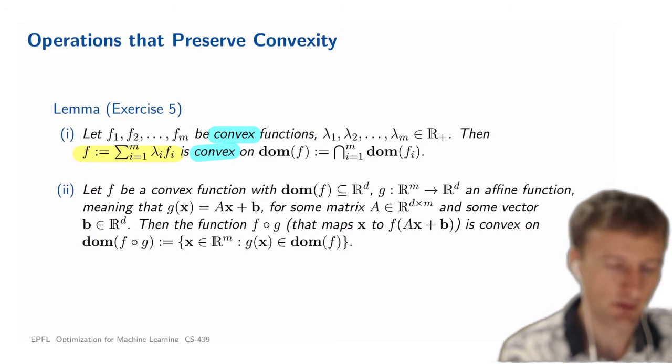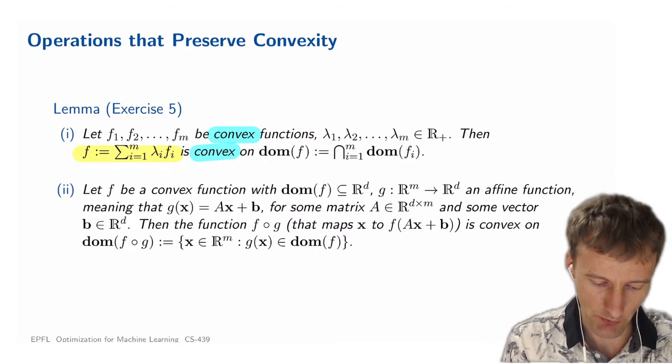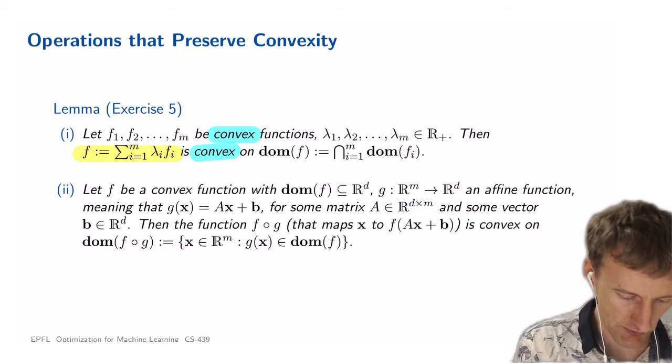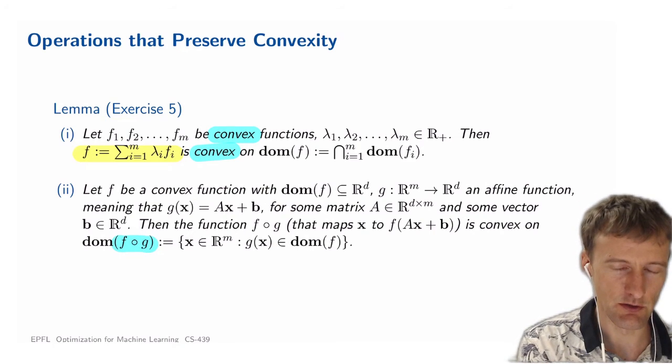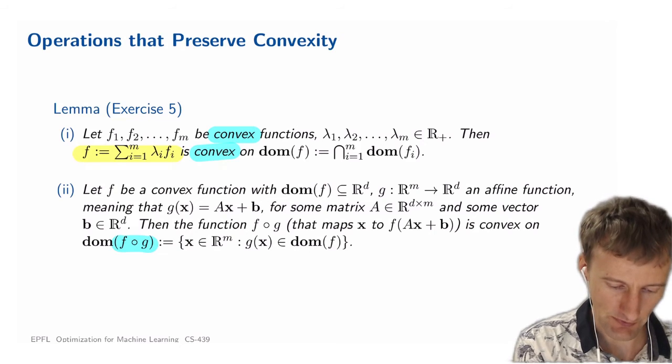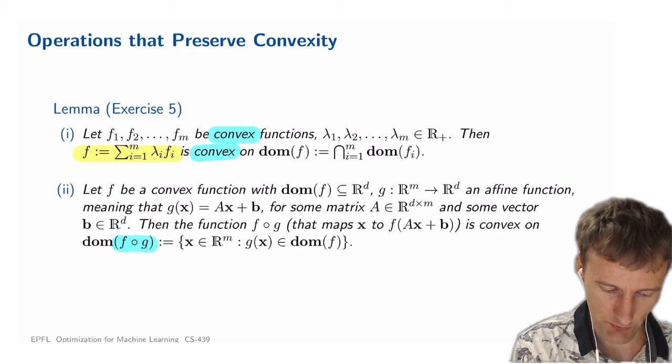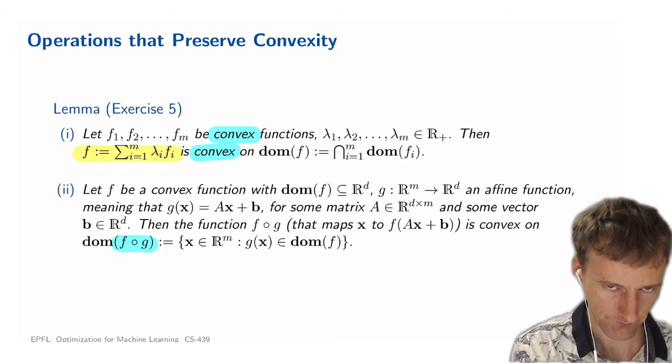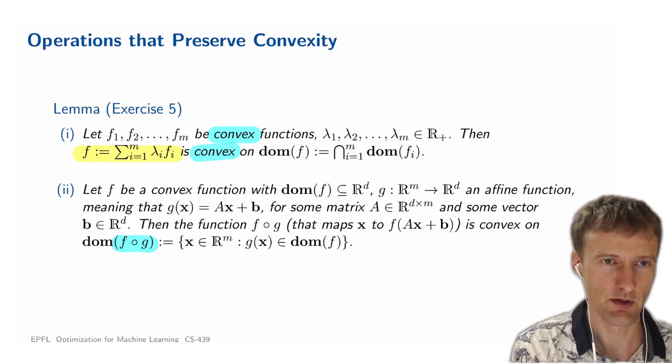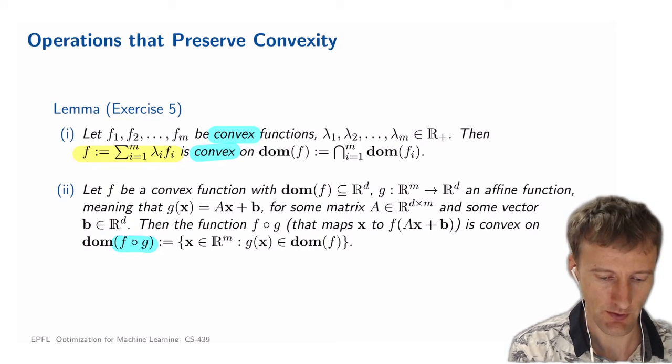Another one is if you take the composition of convex functions. So you have one convex function and you plug it into another one, you would think that the composition f applied after g is also convex. Turns out that's not true. It's not true for general f and g. Composition is not always maintaining convexity.